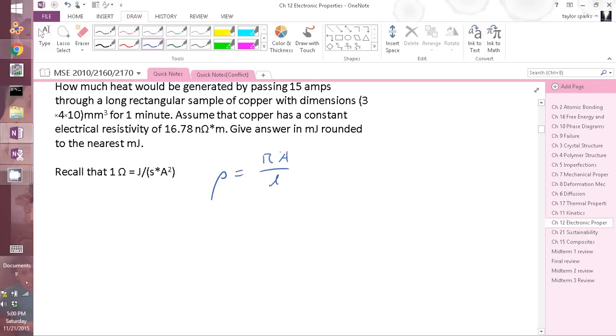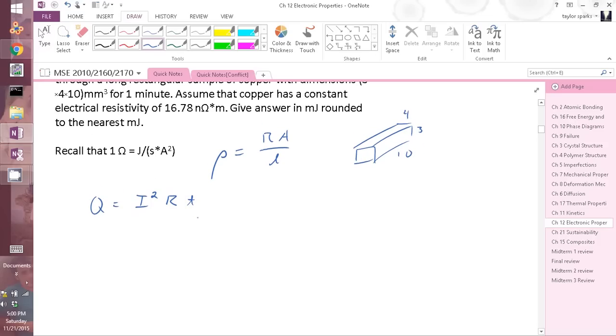So then if we know our sample, it looks something like this, where this is 10, this is 4, this is 3, then we can say that the total heat generated is going to be equal to the current squared, I squared, times R, the total resistance, times the time that we hold this current for. And you can see that this should have the units of heat. This should come out in joules, but we can double check that.